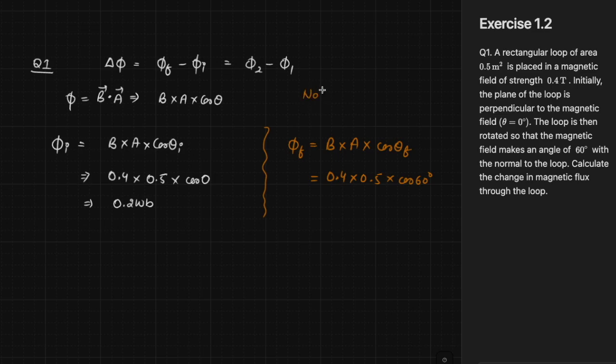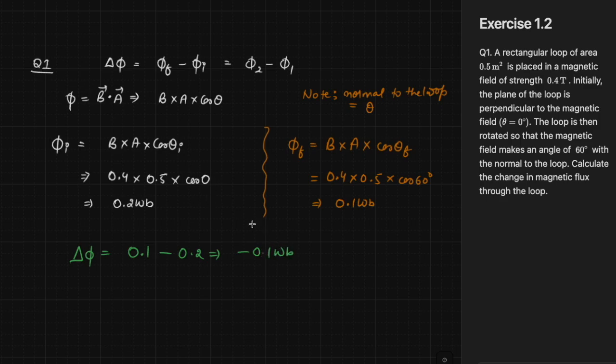So what is the learning we are getting again and again? If we are given the angle normal to the loop, it means we are getting the angle theta directly. So if you calculate this, this will become 0.1 Weber. And now we will calculate delta phi, the change in flux. We have to see what is the final, 0.1 Weber, minus what is the initial, 0.2, and that has to come as minus 0.1 Weber.